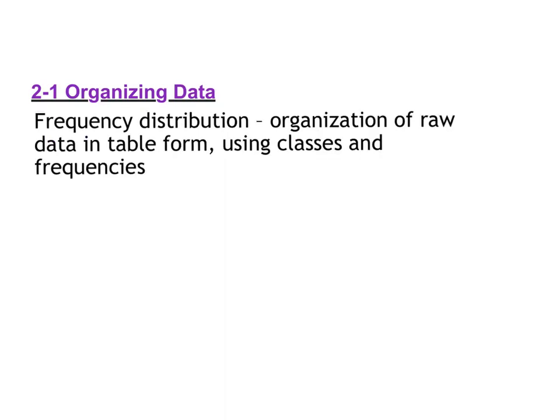So that's what this data is going to be. We're going to take raw data, and raw data is just the data. And we're going to put it into a table. We're going to come up with classes, and I'll explain what that is in a second. And then frequencies, the number of times that particular data comes up, the number of times it happens. That's what we're trying to do with the frequency distribution.